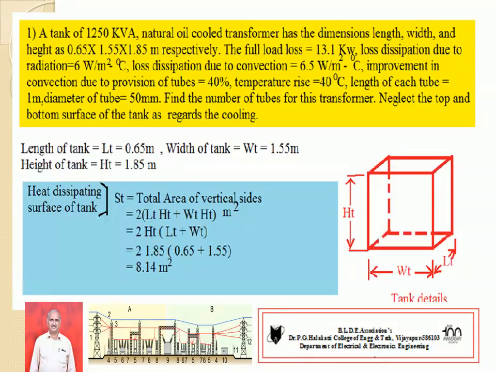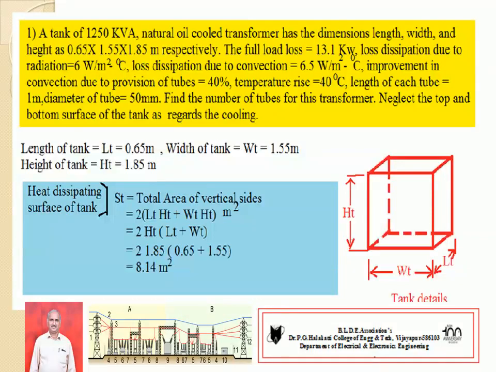So this is one of the problems given. You write down the data on one side. Whatever size of the tank is given, you write there with the usual notations. Length of tank LT 0.65 meter. Dimension is always mentioned first as length, next width, next height, in respective fashion. So almost all derivation details are given.